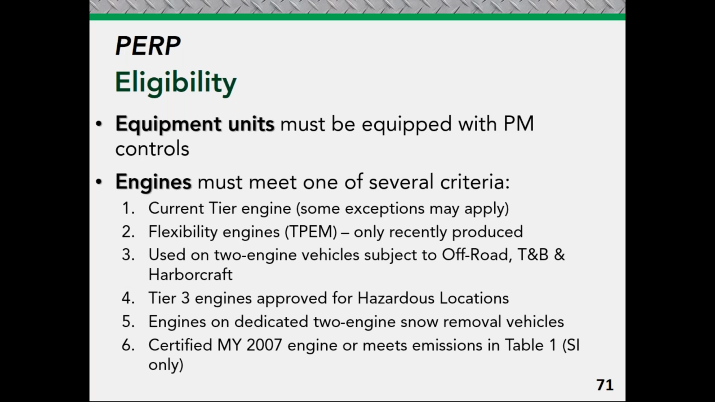Engines that are used on dedicated two-engine snow removal vehicles are also allowed in this, because those are generally going to be exempt from any of the requirements we have, primarily because of the temperatures that they operate in. And there are some stationary or spark ignition engines that meet certifications for on-road standards, the model year 2007 standards, that are also built into some of these portable devices. We will allow some of those to be registered in our system because they're meeting current on-road standards, but they have to be listed on a table that's part of the portable equipment registration program website.